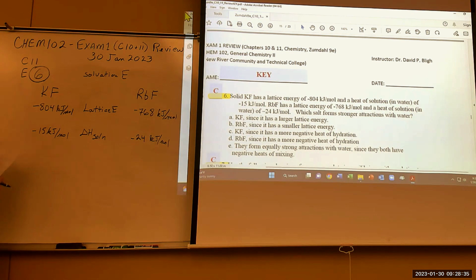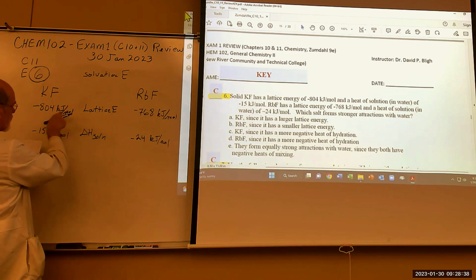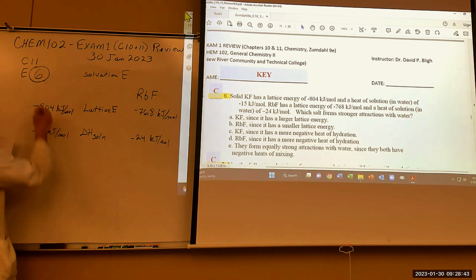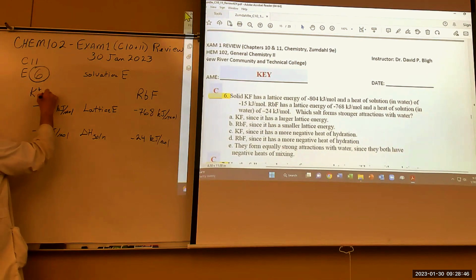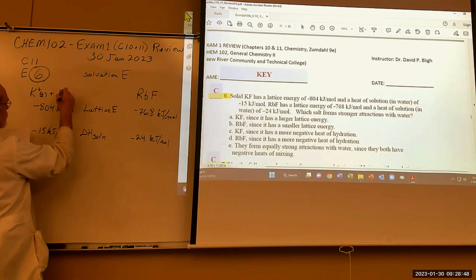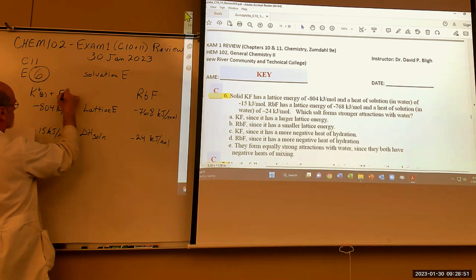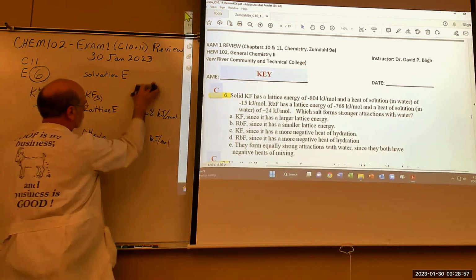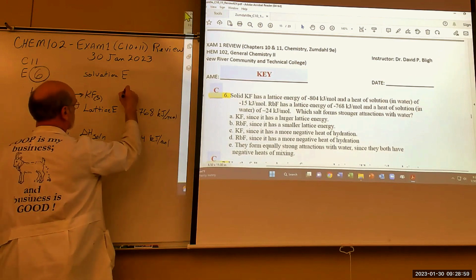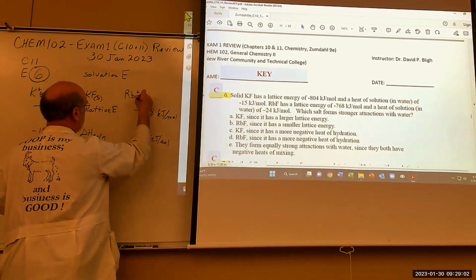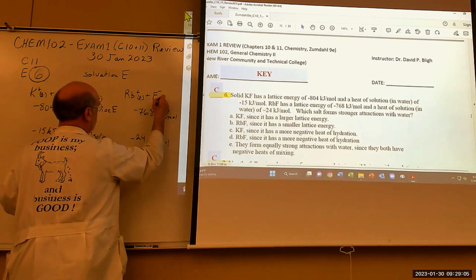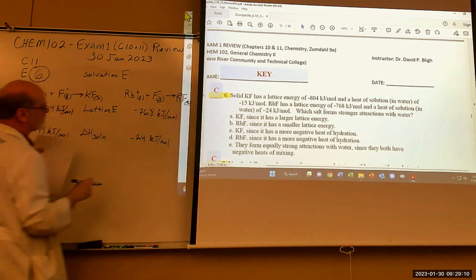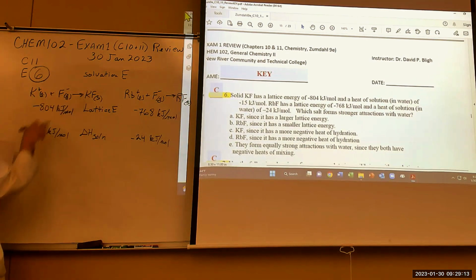All right, so the lattice energy for this one is like I did before. This one gas plus this one gas yields, okay, we have solid. And for this one, it's rubidium gas plus fluoride gas yields rubidium fluoride solid. There we go. That's what the lattice energy means.